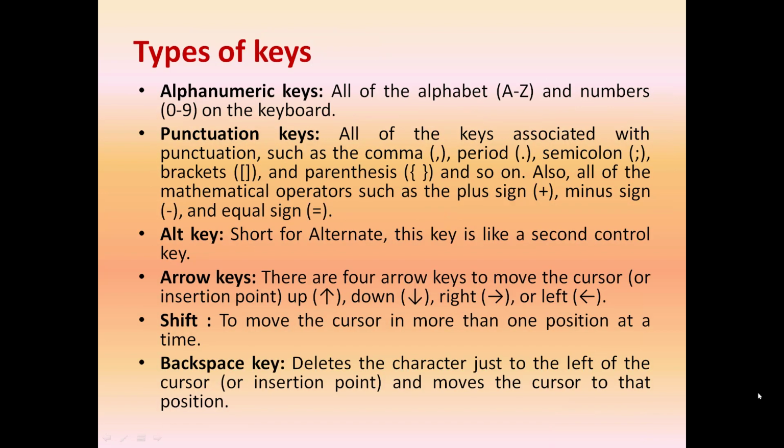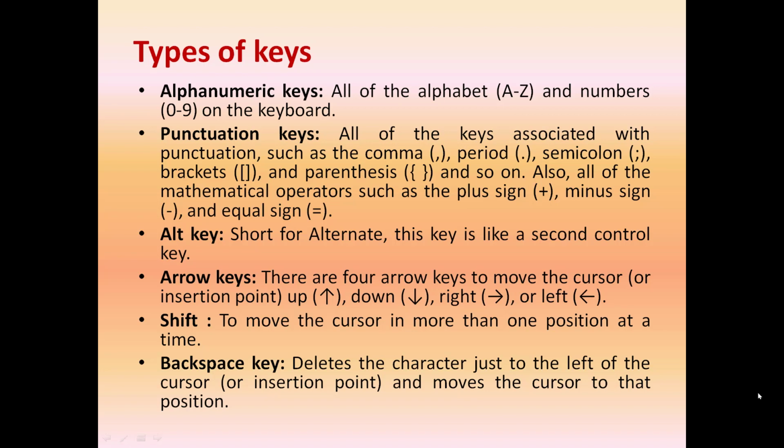First one is alphanumeric keys. There are alphabet keys from A to Z and the numbers are 0 to 9. Total 26 alphabet keys and 0 to 9 total 10 numbers are there. Punctuation keys. All the keys associated with punctuation like comma, full stop, semicolon, brackets, and parentheses. These are called punctuation keys. Plus sign, minus sign, and equal signs are also called the punctuation keys.